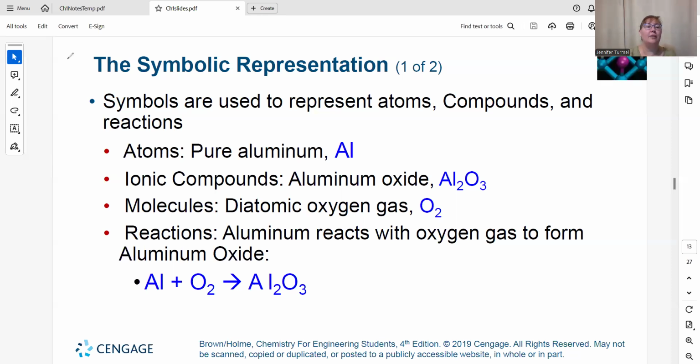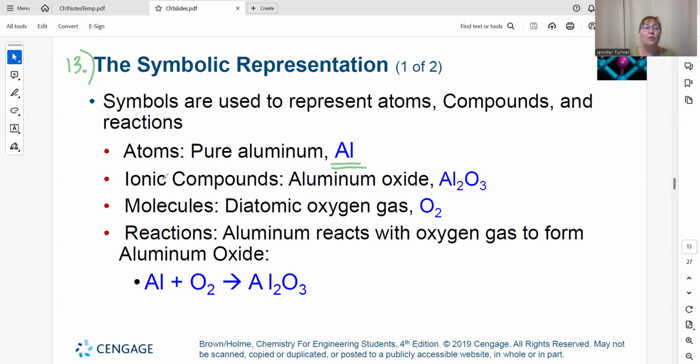All right, slide 13. Last, we have a symbolic representation, and we're going to be using this quite a bit in this class because this is how we're going to be talking about chemistry. Symbols are used to represent atoms, compounds, and reactions. For example, pure aluminum might be reported as Al. This is the symbol from the periodic table.